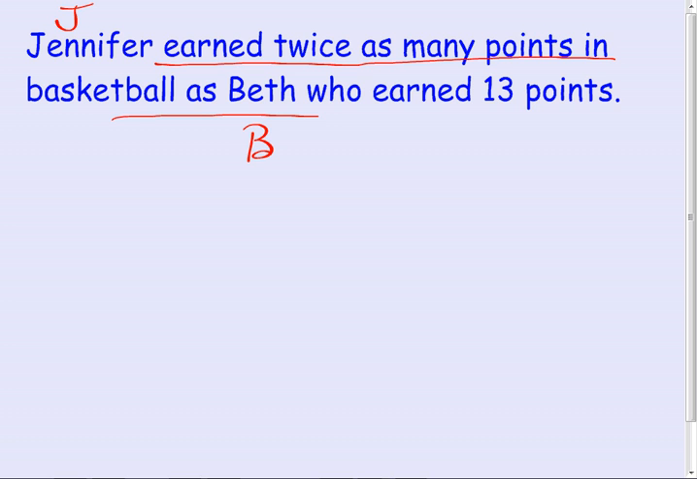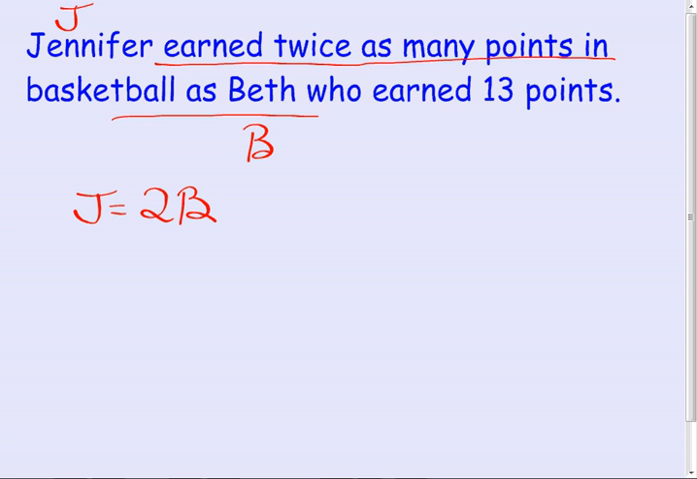Now, what do I have to write? How many points does Jennifer get? Anybody? Do we have basketball games tonight? No, probably not. Football. Twice as many points. Minnetonka is going to score twice as many points as Wayzata. Right? What do I have to do? How do you write twice as many? 2 times Beth.